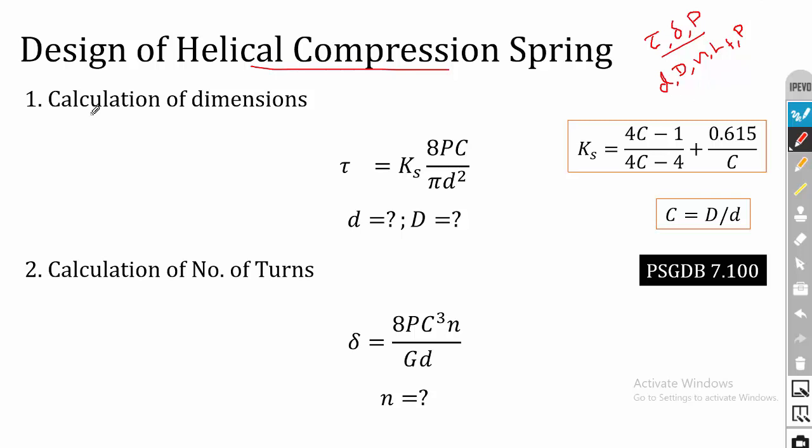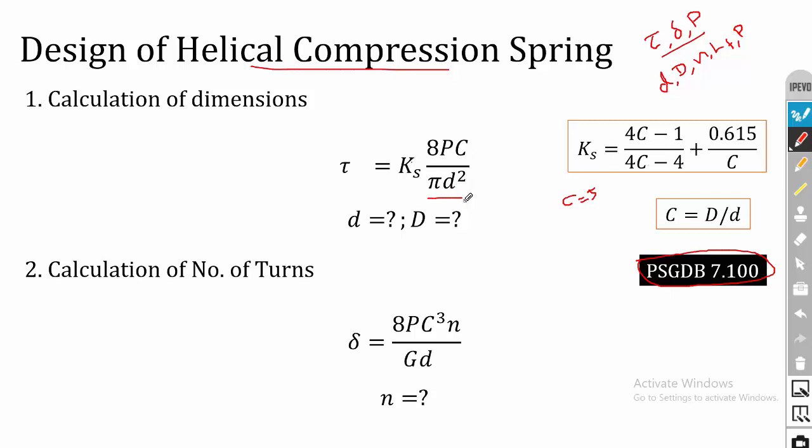So we'll start from the first step, that is calculation of dimensions. We know that the stress equation is tau is equal to Ks 8PC divided by pi d square. Here I have used the C equation and this equation is in the data book page number 7.100. If C is not given in the problem, then we can assume a C value of C equal to 5, because in this equation the D is an unknown value. So without knowing the value of C, we cannot calculate the D value and the Ks value.